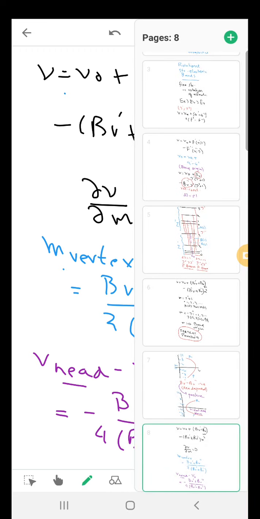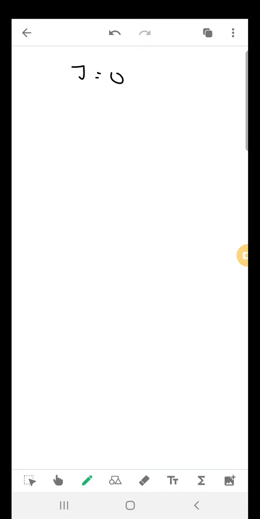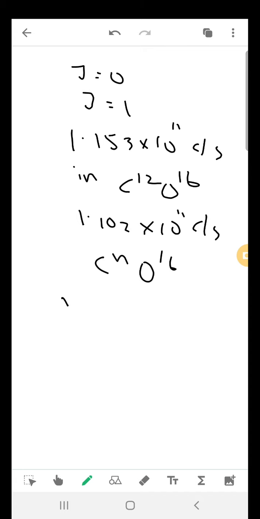Now let's do a problem on rotational spectra. It has been asked that the rotational transition line from j is equal to 0 to j is equal to 1, the absorption line occurs at 1.153 into 10 to the power 11 counts per second in C12O16 molecule, and at 1.102 into 10 to the power 11 counts per second for CnO16 molecule, and you have been asked to find out the mass number N of the carbon isotope.